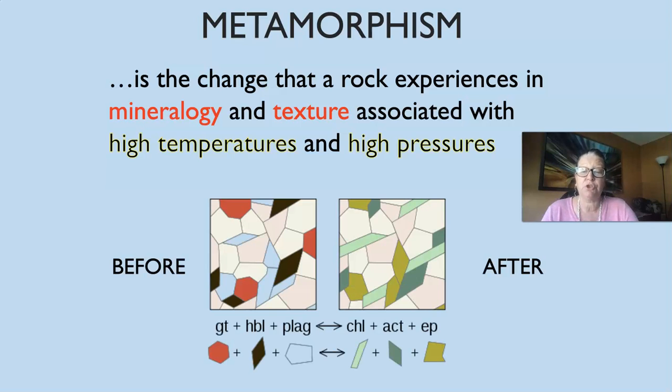Here's a little cartoon showing minerals before and after metamorphism. So in the before picture, we have some minerals represented by these three colors. The red is garnet, the black is hornblende, and the color that matches the background is plagioclase. After metamorphism, those minerals are gone, and now we have metamorphic minerals: chlorite, actinolite, and epidote.